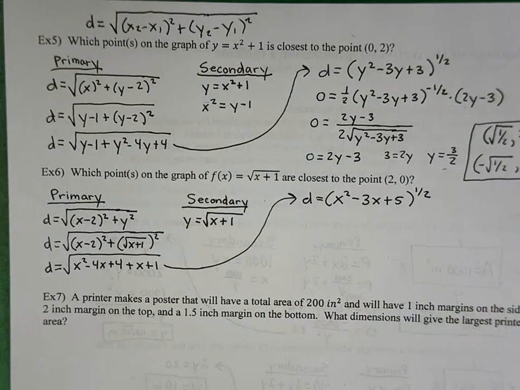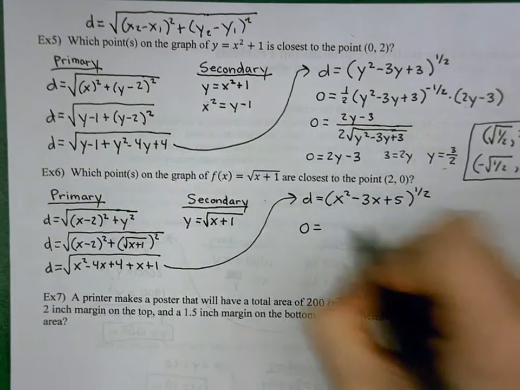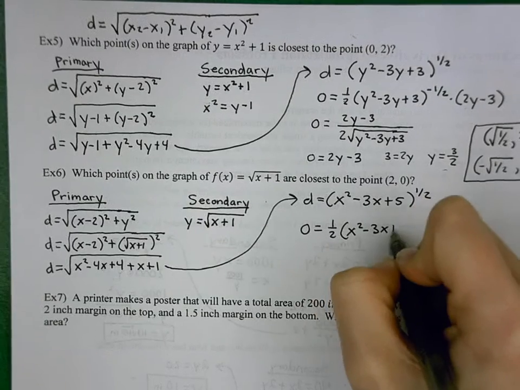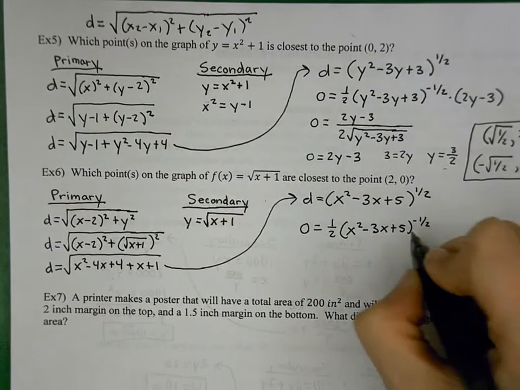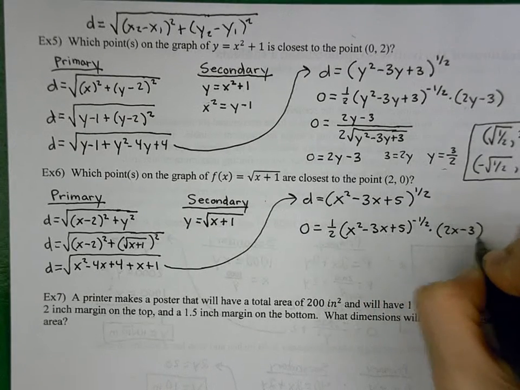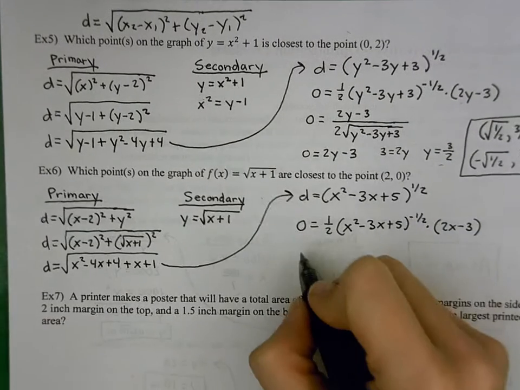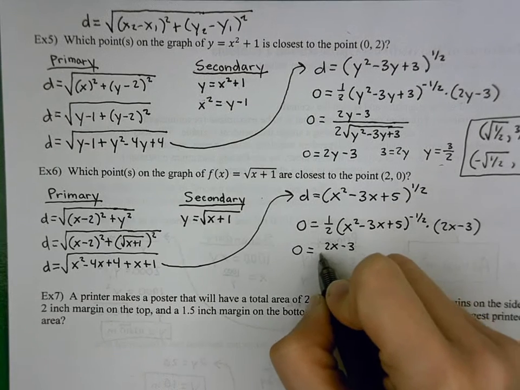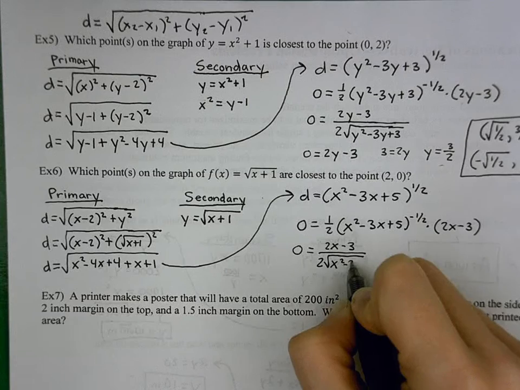Okay, next step, take the derivative, set it equal to 0. So we're going to bring down that 1/2, leave the guts alone, and subtract 1 from the exponent. Then times by the derivative of the guts. I'm going to go ahead and rewrite that before I solve. So we have the 2x minus 3 on top, and the 2 root x squared minus 3x plus 5 on bottom.